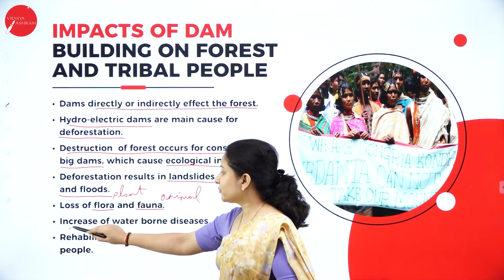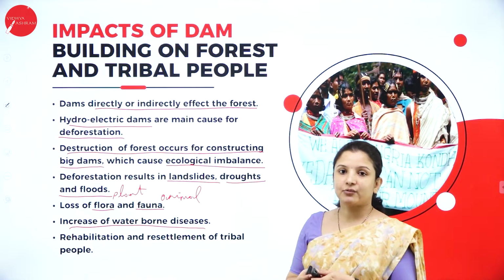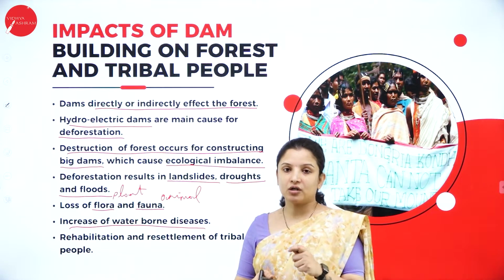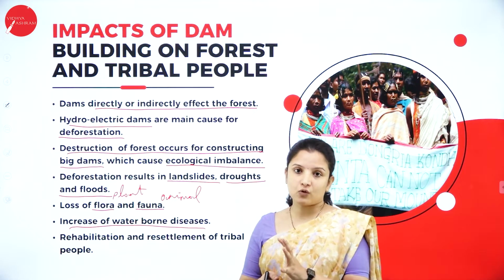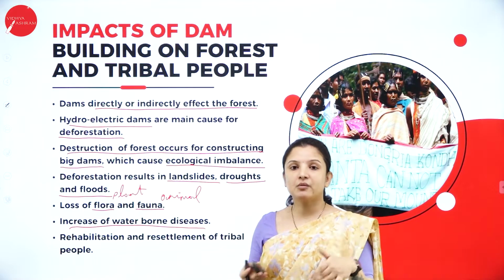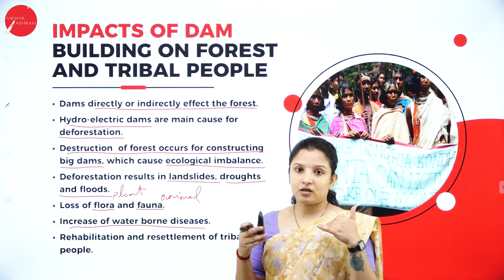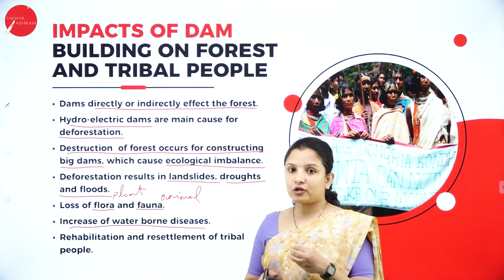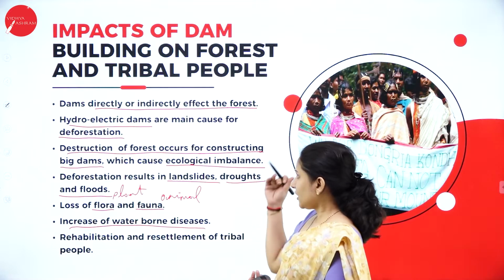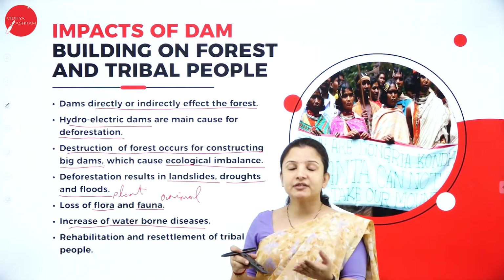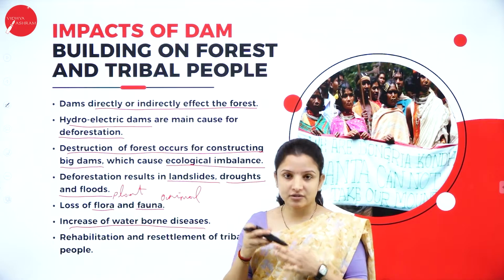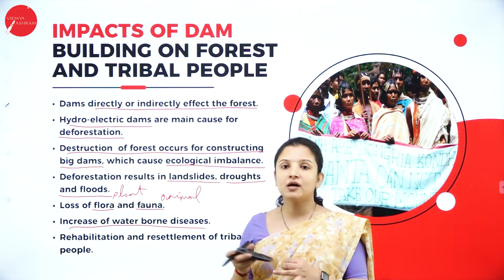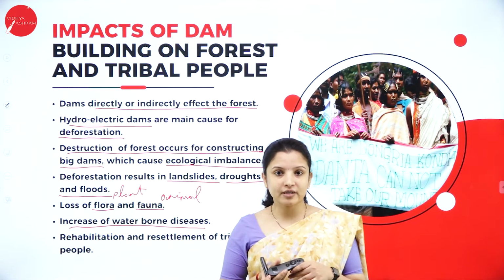And not just that, it will increase waterborne diseases. Why? Because building of dams will cause stagnation of water. That is, it will prevent the free flow of water. Therefore, what happens there? It will become a breeding place for mosquitoes and various other pathogens and parasites, leading to a number of waterborne diseases. And because of all these problems, dams can cause flooding, dams will cause deforestation, dams will decrease the population of the flora and the fauna, and dams will increase waterborne diseases.